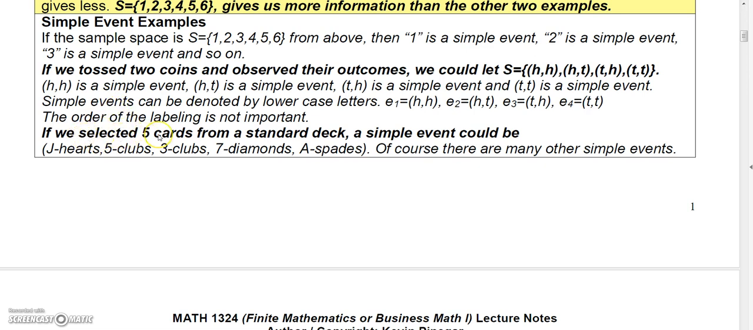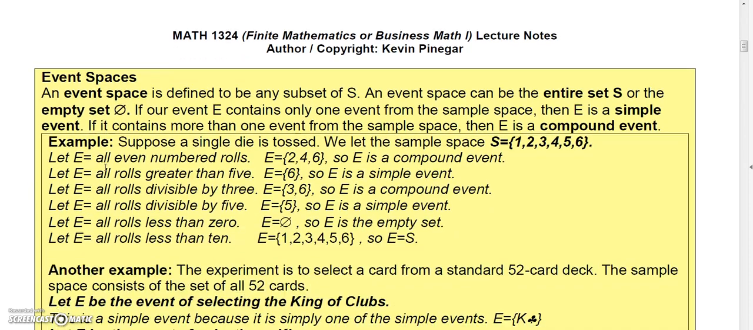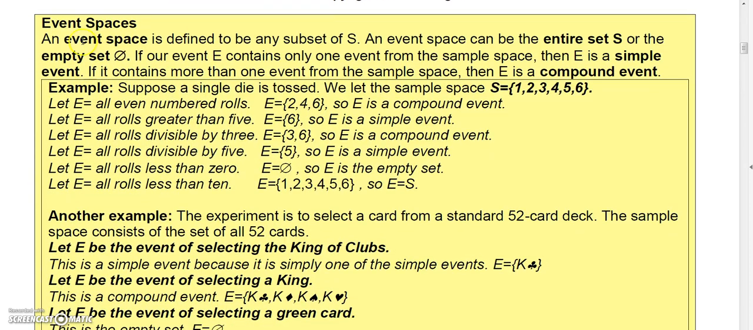Now, if you selected 5 cards from a deck, there are really too many 5-card hands for me to list. But a simple event in that case could be just one specific 5-card hand, like the Jack of Hearts, 5 of Clubs, 3 of Clubs, 7 of Diamonds, Ace of Spades. That's one of the simple events. Now this experiment would actually have over 2.5 million possible simple events, so obviously we're not going to list all of those. The next thing I want to talk about is event spaces.